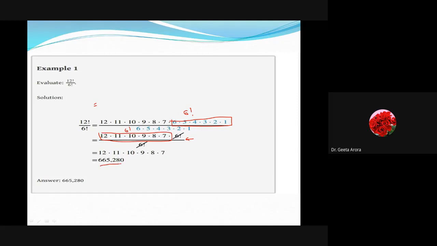So I have just gone through it quickly, because it is just a use of the formula, how to use a factorial. It's not concerned with the binomial theorem. So let's move on to the next part, and hopefully you're getting what factorial is. If you have any doubts, you can let me know.